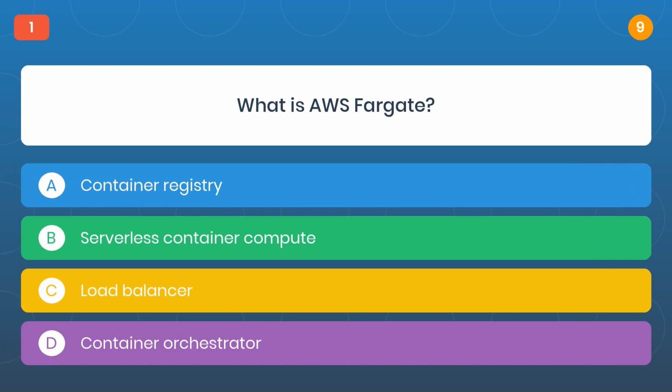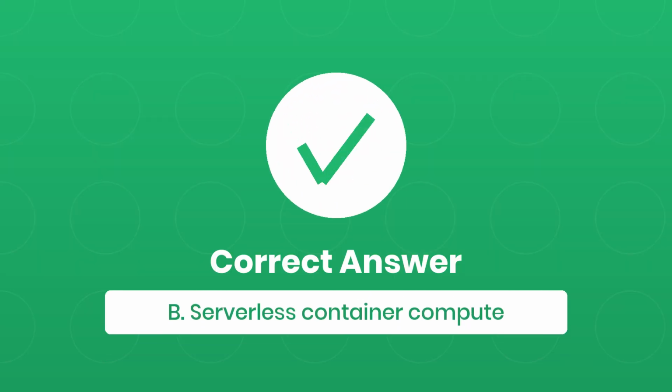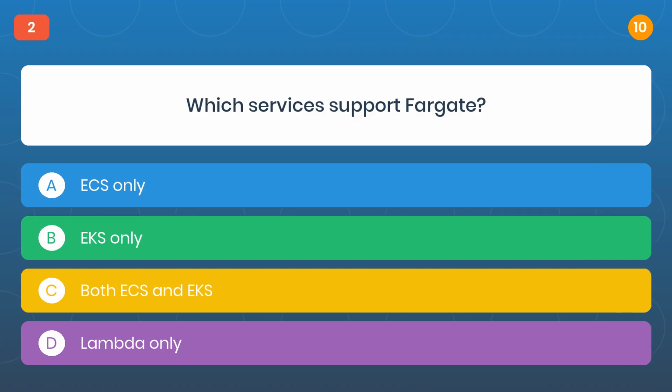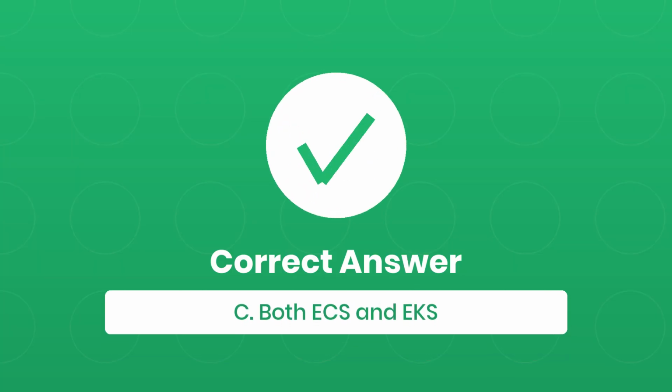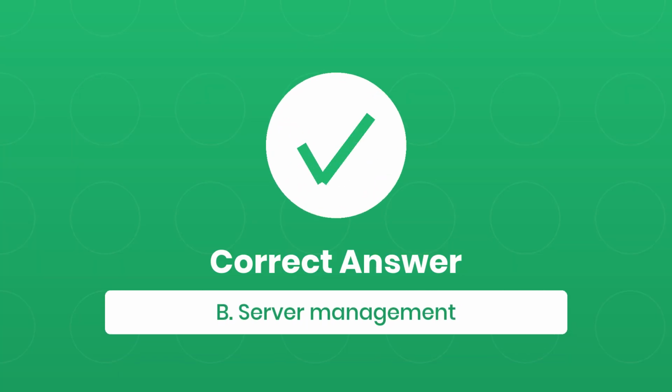Question 1. What is AWS Fargate? The correct answer is B, serverless container compute. Question 2. Which services support Fargate? The correct answer is C, both ECS and EKS. Question 3. What does Fargate eliminate? The correct answer is B, server management.